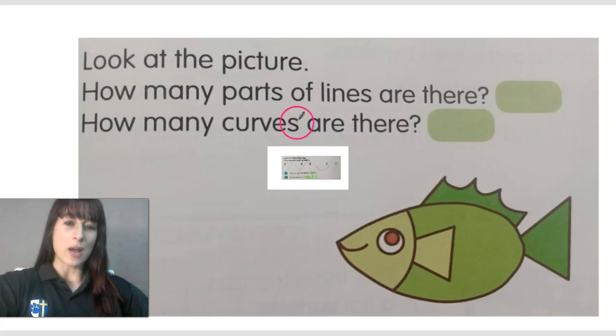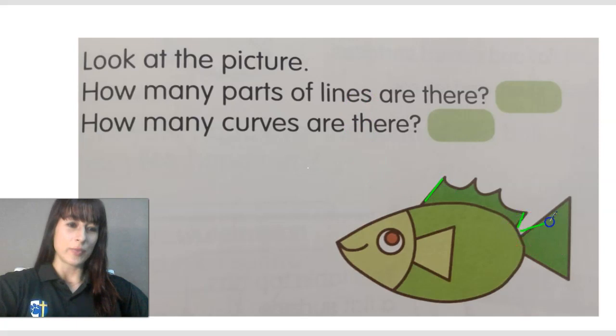Ready? Let's count parts of lines first. And I have here 1, 2, 3, 4, 5, 6, 7, and 8. Okay, I don't see any more. I have 8 parts of lines.